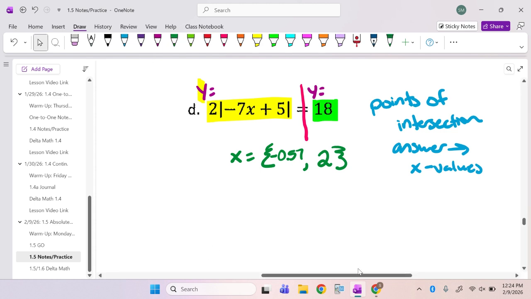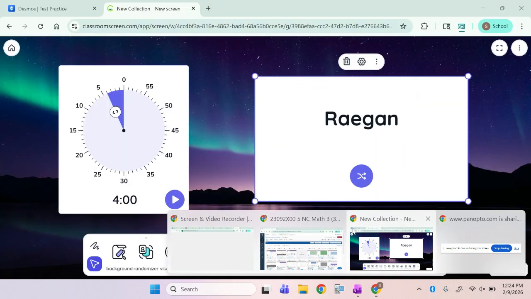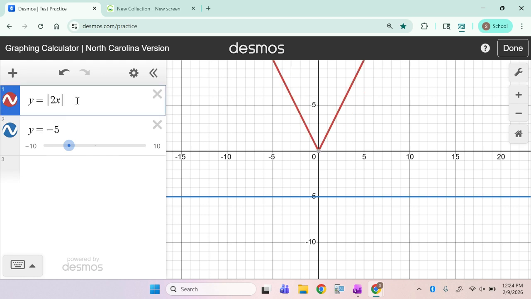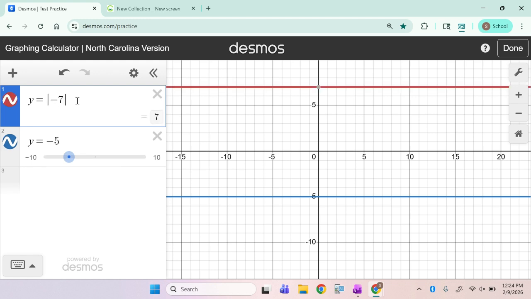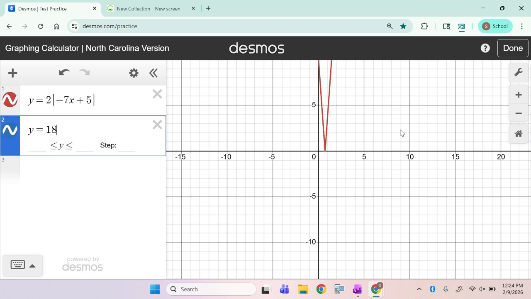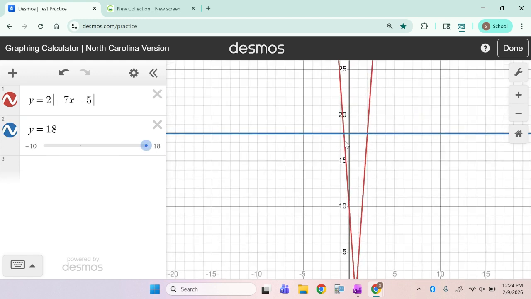So, if I go back to Desmos, all right, y is equal to negative, what was it, negative 7x plus 5? Put the 2 on the outside. And y is equal to 18. May have had to go up a little bit. Find the points of intersection, which Desmos conveniently marks for you. You only care about the x value, so I told you guys to round this one to 2 decimal places, and then the other one's 2. How'd you guys do with that one? Pretty good? All right, try another one.